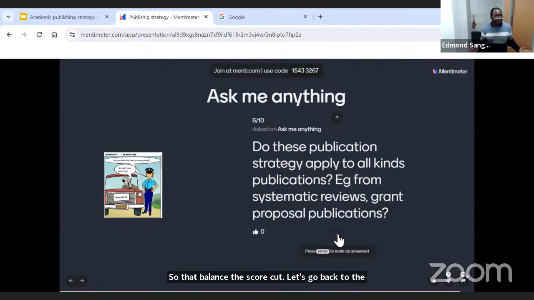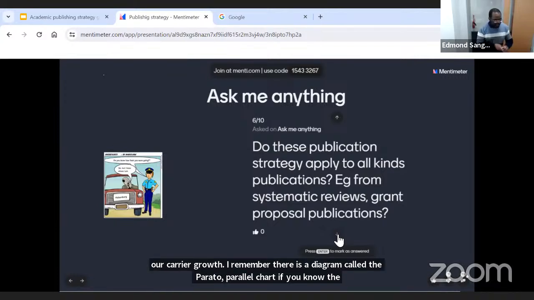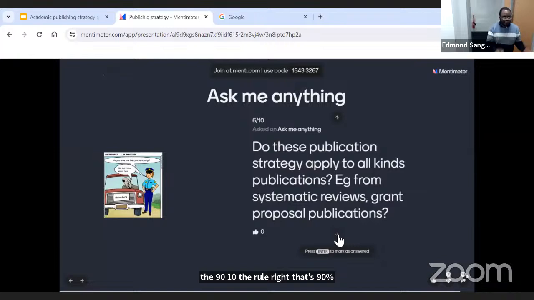When you have created your balanced scorecard, all of it is going to help you to say no to some opportunities. It's going to help you to know when you can say yes and when you can say no. Because as researchers, most of our time is wasted on things that contribute little to our career growth. You remember there is a diagram called the Pareto chart, if you know the 90-10 rule, right? 90% of the impact normally comes from 10% of the things, and the other 90% is really kind of wasted energy.